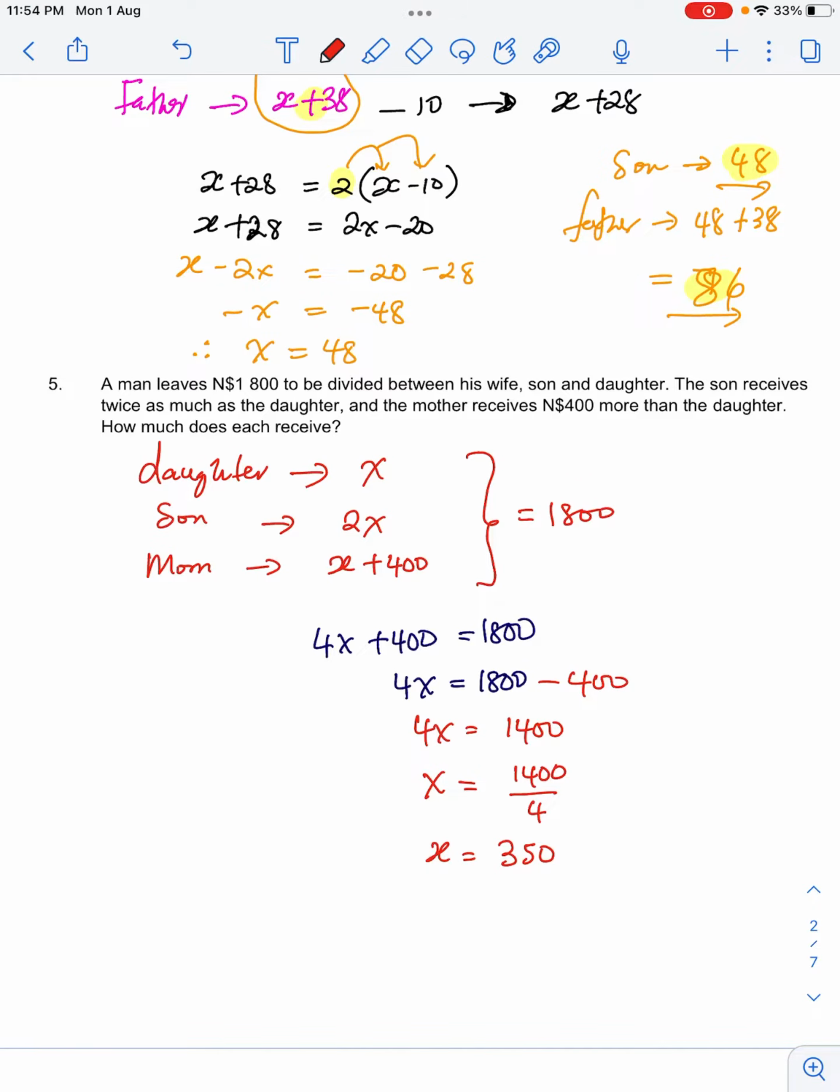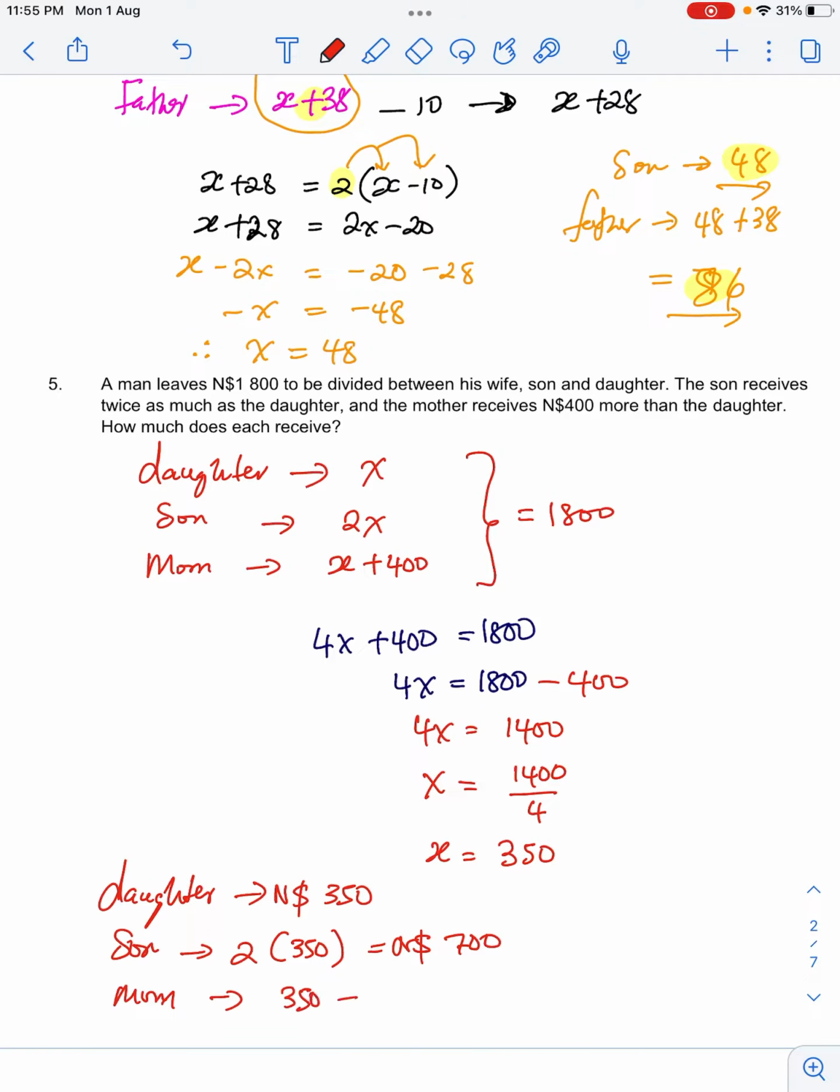So each person, if it comes to the daughter, the daughter receives 350 Namibian dollars. The son received twice what the daughter received. So the son receives 700, and mom gets 400 more than what the daughter gets. So the mom gets 750. Obviously, if you were to add these totals, you are going to get 1,800.